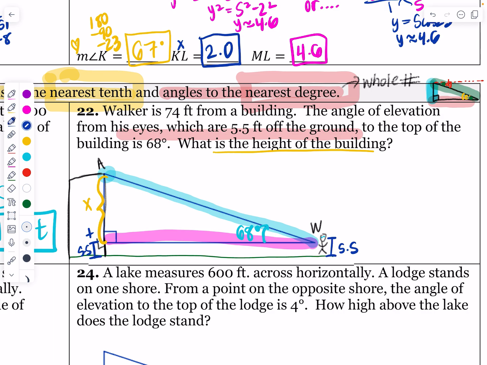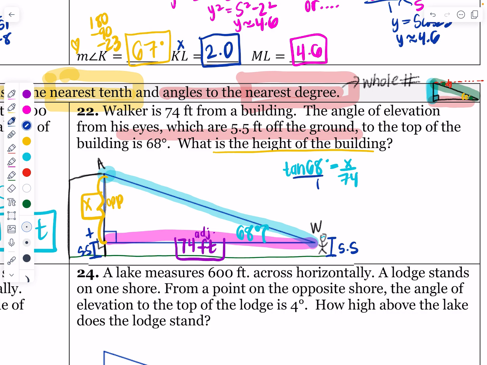Okay, so let's make sure we covered everything. Walker is 74 feet from a building. I did not put that in there. So from his eyes to the building is 74 feet. And that is going to be my adjacent, ADJ. What is the height of the building going to be in regards to the picture? That is going to be my opposite. So if I just wanted to find that yellow piece, I would just use tangent. The tangent of 68 degrees is equal to opposite x over adjacent 74.